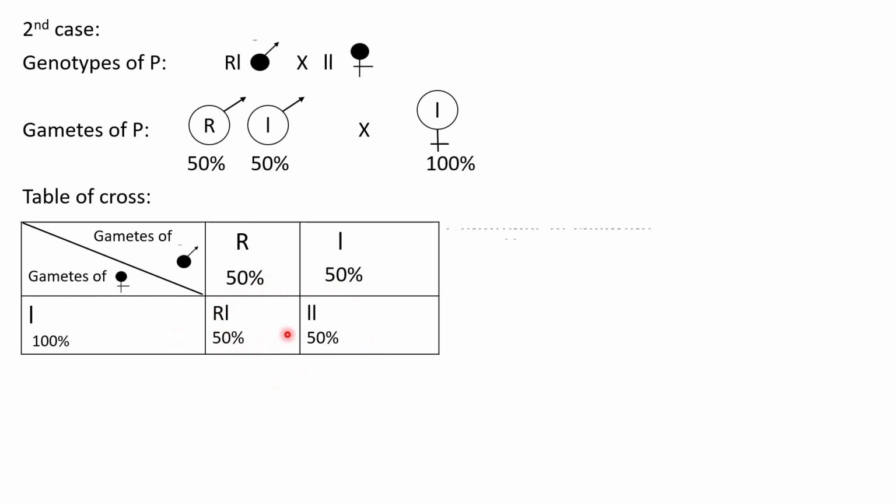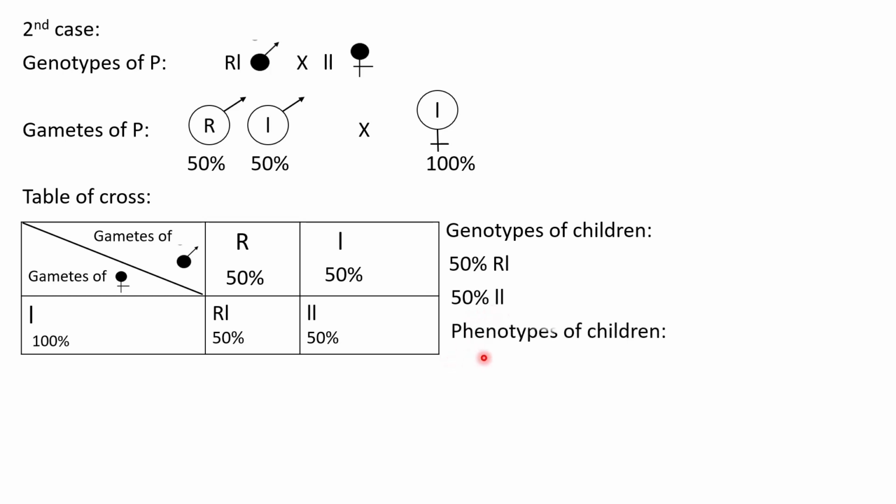From this table, the genotypes of the children are going to be 50% Rl and 50% ll. What about the phenotypes? The phenotype for Rl is right-handed, so 50% right-handed. For ll, it's left-handed, meaning that 50% of the children are going to be left-handed. This is a typical question that you may have in official exams.